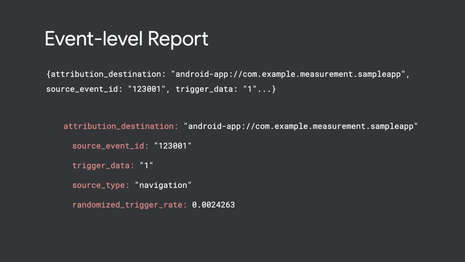Let's take a closer look at the event level report. In the request body, attribution destination refers to the app that the event happened in. In this case, your measurement sample app. The source event ID refers to the ad which led to this report. The trigger data field holds the trigger metadata, which is low fidelity data for the clicks or views. The source type refers to whether the interaction is a click or a view. The value navigation is shown here, which corresponds to a click. The randomized trigger rate is a noise parameter for adding noise to event reports.